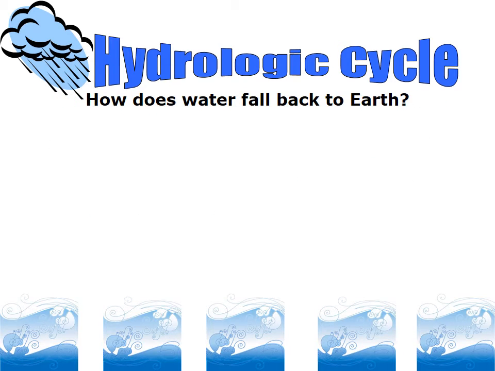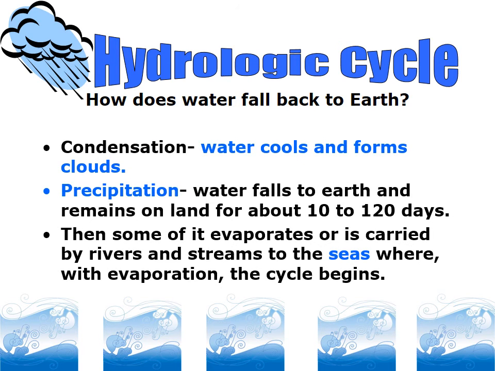Now, once you get into the atmosphere, how does it actually fall back to Earth? You have condensation, the water condenses and forms clouds. Then you have precipitation, where the water then falls back to Earth. And actually that water that falls back to Earth will remain on land for about 10 to 120 days until it is again evaporated up into the atmosphere. So it is a constant cycle of evaporation, condensation, and precipitation.